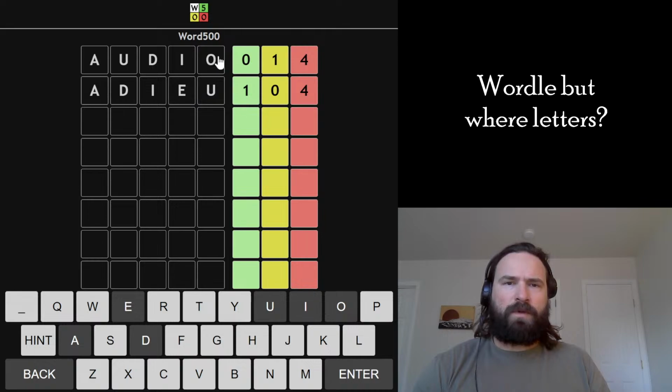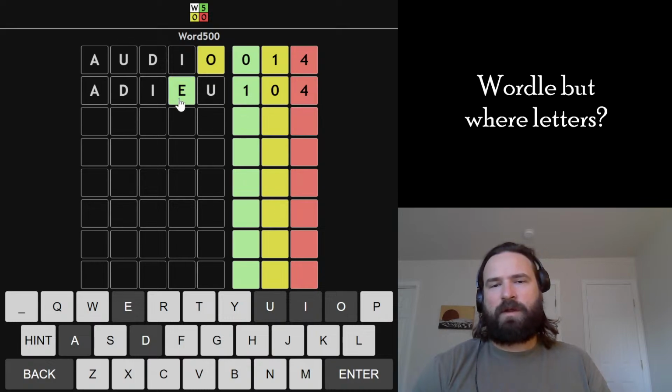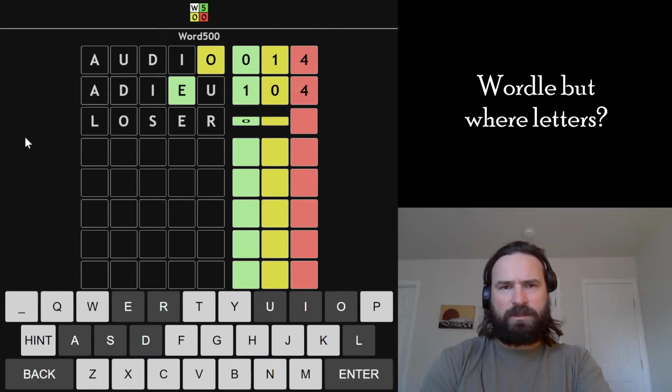So when we get the same number of letters from audio as we do from a do, I like to test the E and the O together because if the O is in, the E would have to be in and vice versa. And if one of them is not in, the other one can't be in. So I like to do loser here, just test that structure.